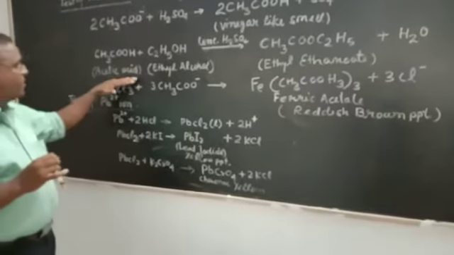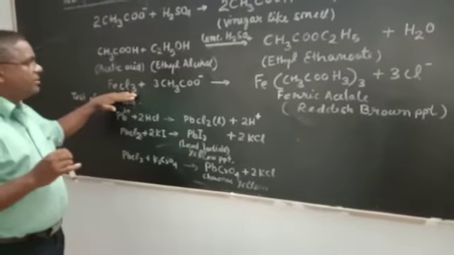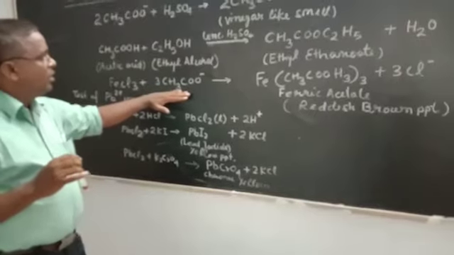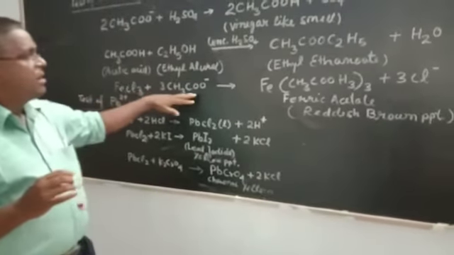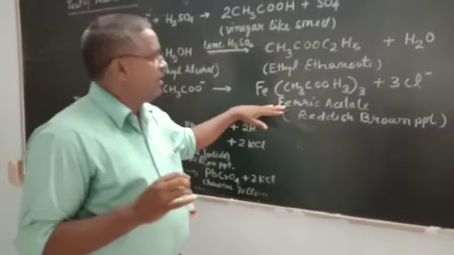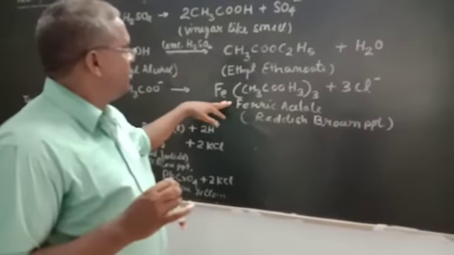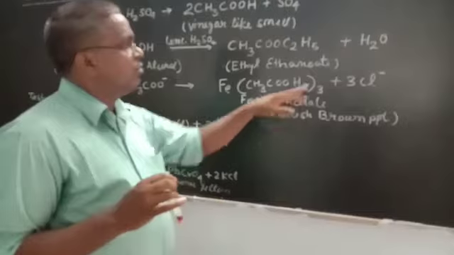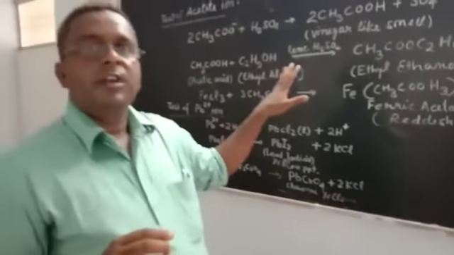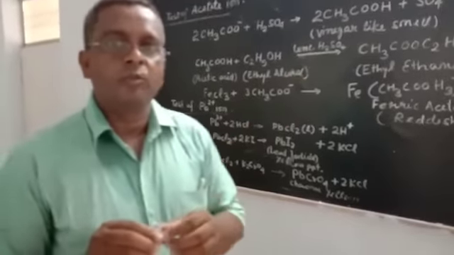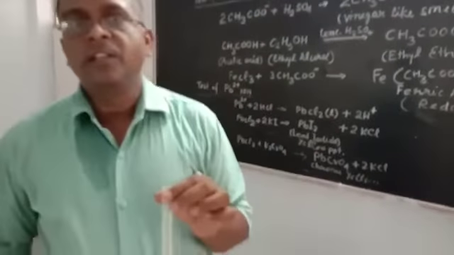In the next experiment, FeCl3 plus acetic acid. When it is mixed with FeCl3, we get a reddish brown precipitate, that is ferric acetate, and chlorine is formed. Now in this experiment, the identification of acetate is over, and in this salt acetate is present.